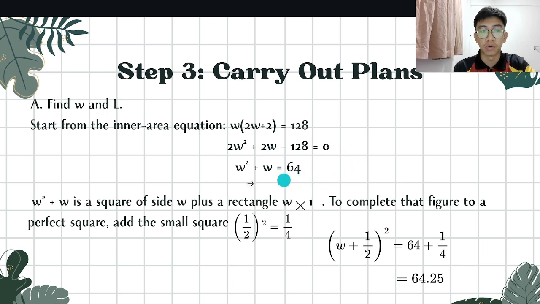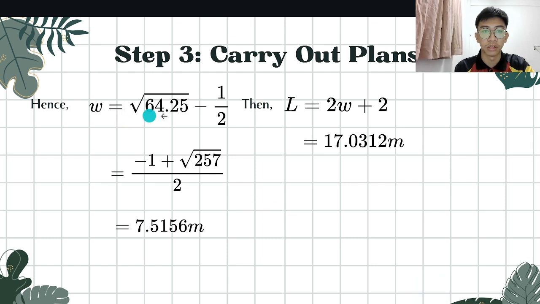Then we make it in the quadratic form. W square plus W is a square of side plus a rectangle W times 1. To complete that figure to a perfect square, add the small 1 over 2 square equals 1 over 4. Then after that, we got 64.25 here. Then we substitute into the square root minus 1 over 2. After that, we got the width of the inner garden, which is 7.5156 meters.